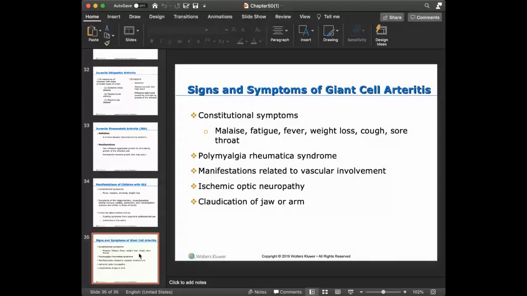Giant cell arteritis. What does that sound like it is? It sounds pretty scary. Giant cell arteritis. What is that? It sounds much more scary than it actually is. I mean, it could be a problem, but what is arteritis?